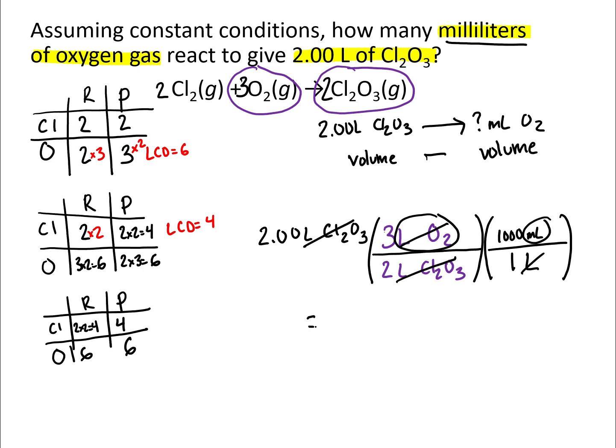So when you do that math, you should get 3,000 milliliters. Now, for sig figs, we've got 3 sig figs in our given information, but our number, the way that we've written it, currently only has 1. So we have to write this in scientific notation to get 3 sig figs.